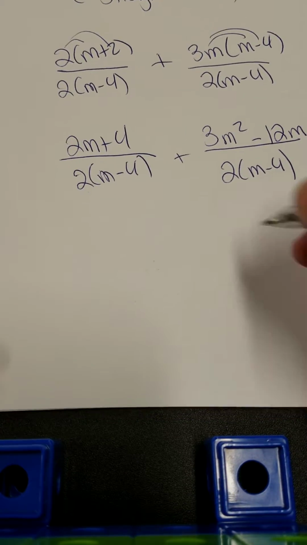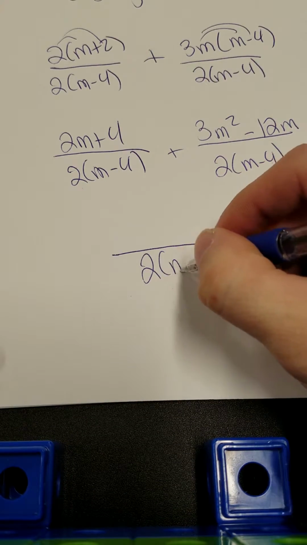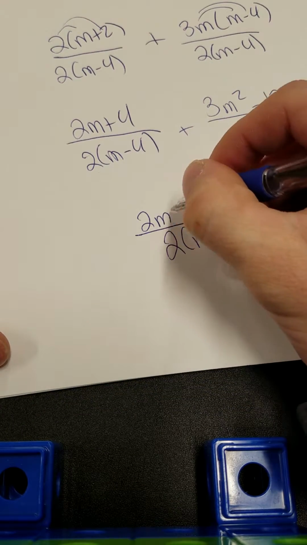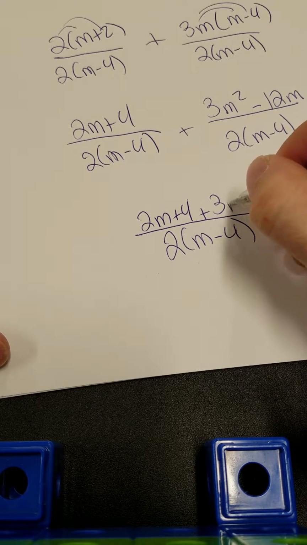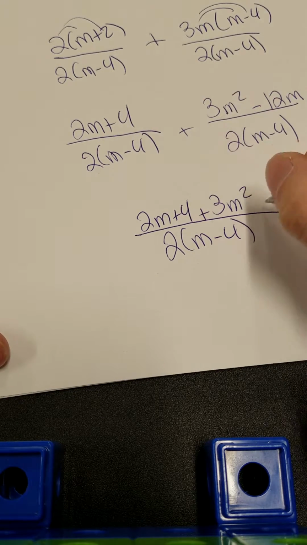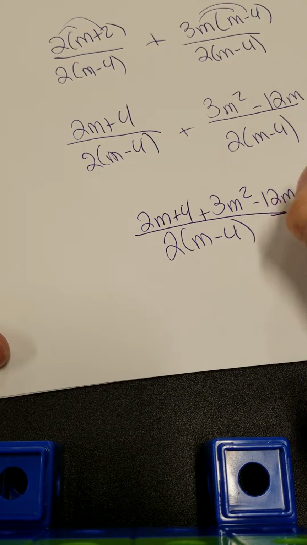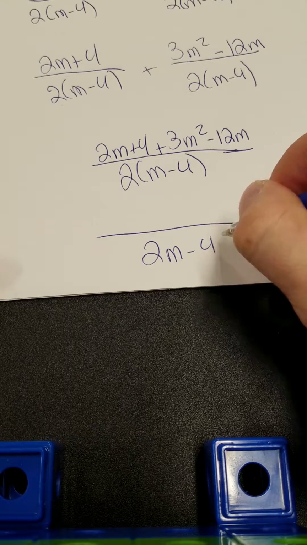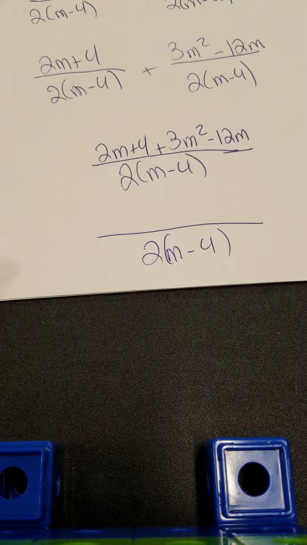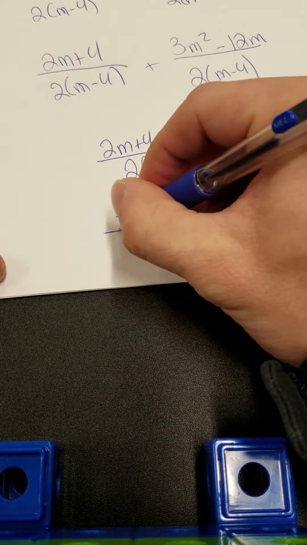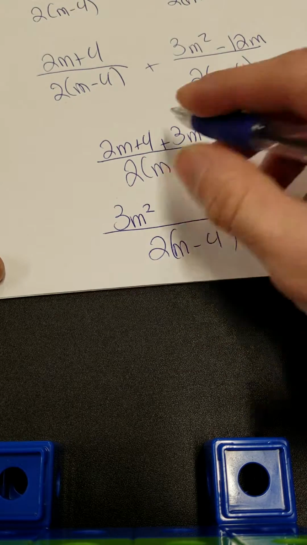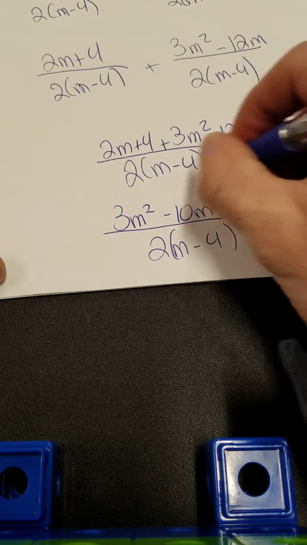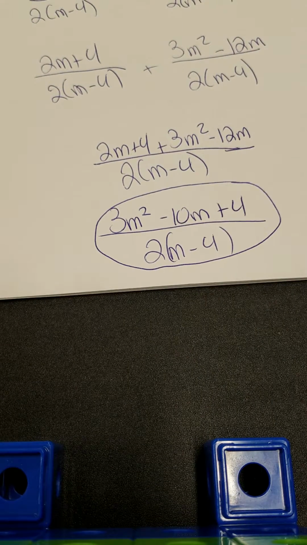And now it's just combining like terms. So the 2 times m minus 4 stays on the bottom. So we have 2m plus 4 plus 3m squared, positive and a negative make a negative, minus 12m. And finally, our answer, the 2 times m minus 4 stays on bottom. Combine like terms on the top. So you get 3m squared, 2m and negative 12m make negative 10m plus 4. So that would be your final solution.